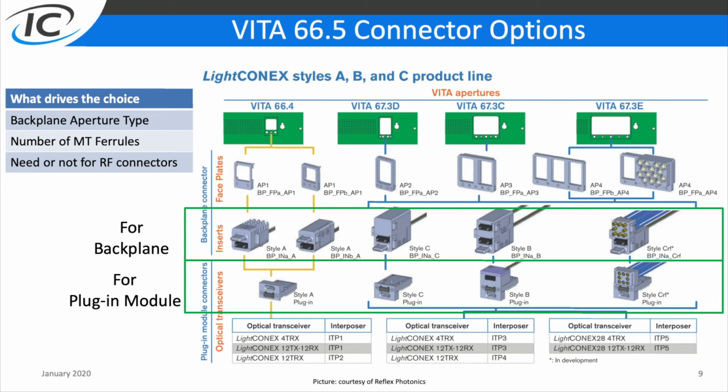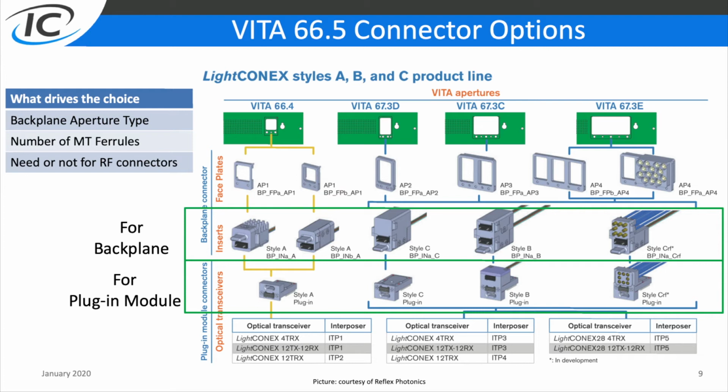So style A is only one of the styles offered through 66.5. There are actually 3 styles, A, B, and C, as well as a variety of customization options, which depend on the backplane aperture, the number of empty ferrules that you're trying to support, and whether RF connectors need to be present.